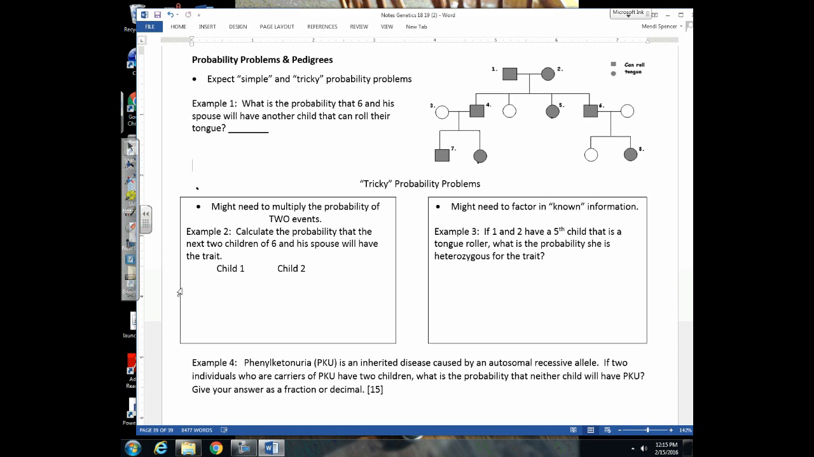Next, we're going to look at some probability problems where we have to analyze pedigrees and use Punnett squares. Now, these can be very simple or they can be a little bit tricky. So let's take a look at example 1. It says, what is the probability that 6 and a spouse will have another child that can roll their tongue?